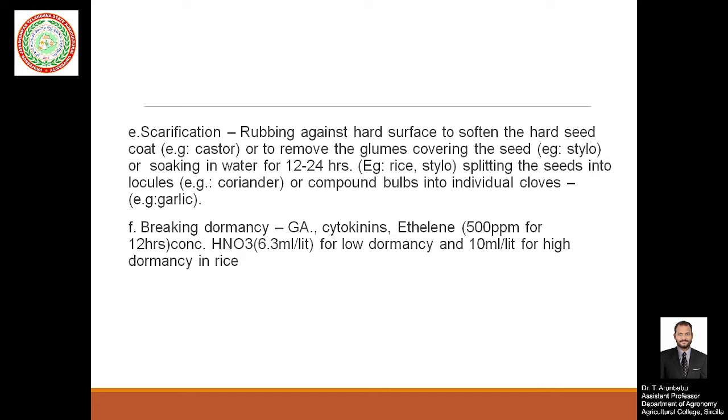And next one, breaking dormancy. Gibberellic acid, cytokinins, ethylene, and concentrated nitric acid for low dormancy, and 10 milliliters per liter for high dormancy in the case of rice, are used. So these all come under seed treatment.